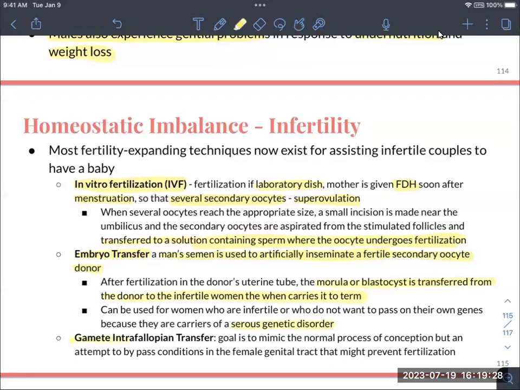Gamete intrafallopian transfer. This is to mimic more normal fertilization. It's an attempt to bypass the conditions of the female genital tract, though these conditions may actually prevent that fertilization.